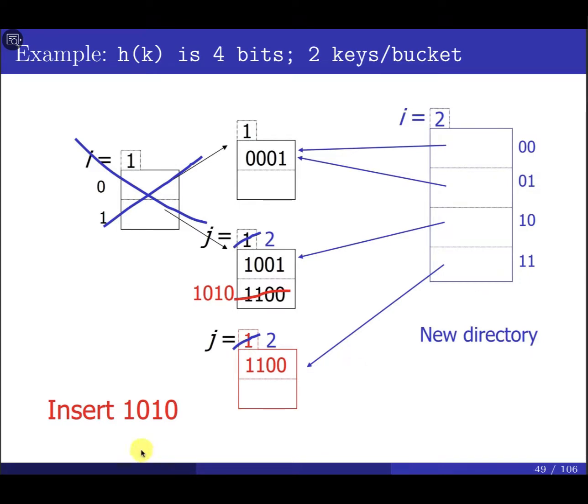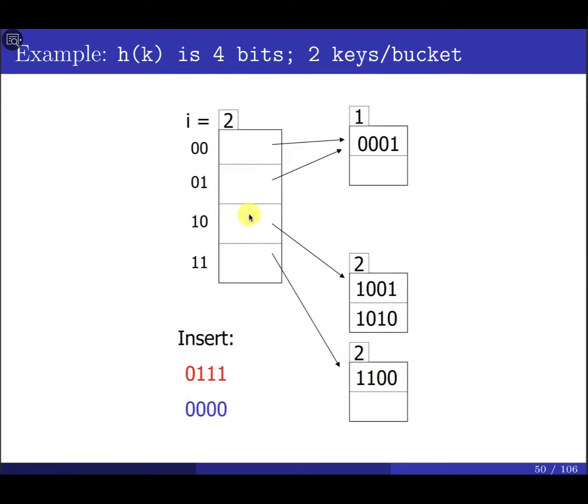Okay? That's how you can insert 1 0 1 0. So assume that we have this. And now that's what we have right now. So insert this and this. I give you 2 keys of the hash value. I will give you the hash value directly for simplicity. So 0 1 1 0.